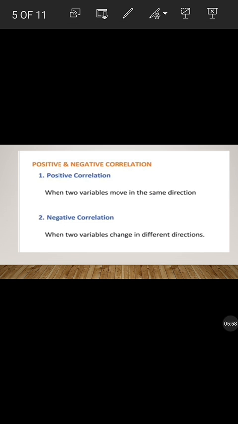Now coming to negative correlation. What is negative correlation? If you take the example of price and quantity demanded, when price is high, what do we do? We reduce the demand. So this is negative, that is, they move in the opposite direction, when two variables change in different directions. So this is known as negative correlation. When two variables move in opposite direction or in different direction, that is known as negative correlation. Okay.